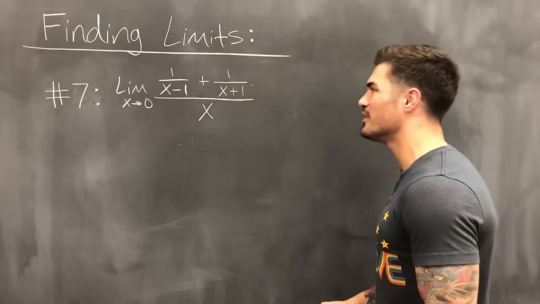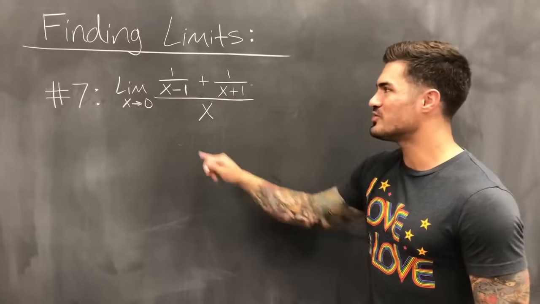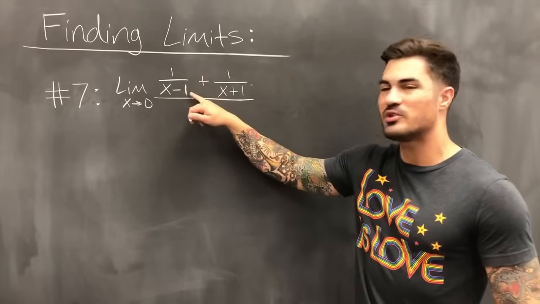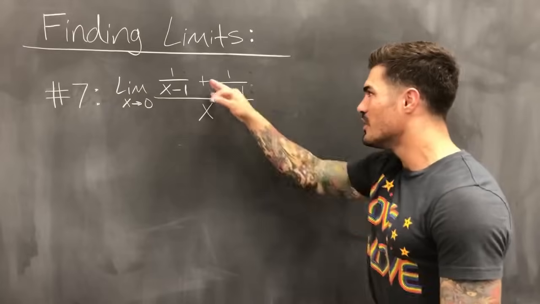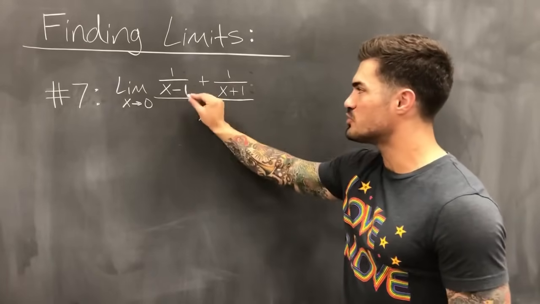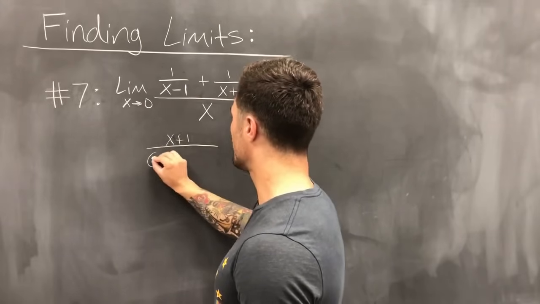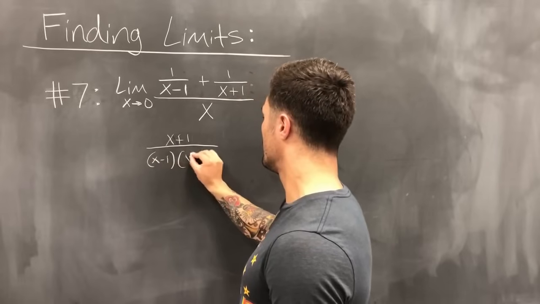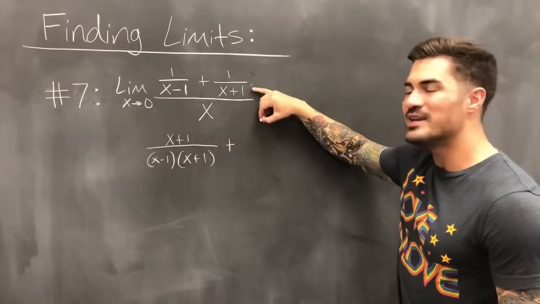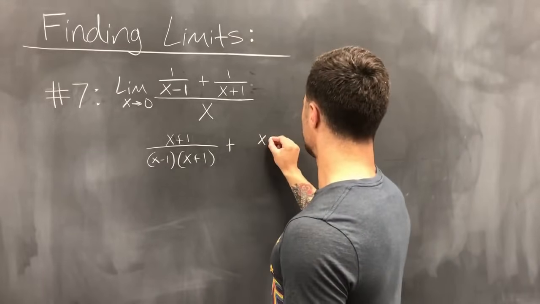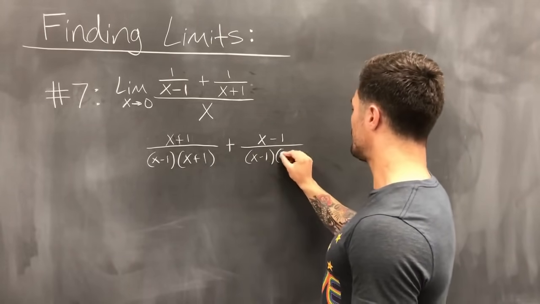So I'm going to go ahead and do that in the numerator. And it looks like my common denominator is going to be x minus 1 times x plus 1. So basically I'm going to multiply this fraction by x plus 1 over x plus 1, and this one by x minus 1 over x minus 1, and then I'll be able to combine them. So let's go and do that and see what happens. If I multiply this by x plus 1 over x plus 1, I get x plus 1 over x minus 1 times x plus 1. And when I multiply this one by, let's see, x minus 1 over x minus 1, I get x minus 1 over x minus 1 times x plus 1.